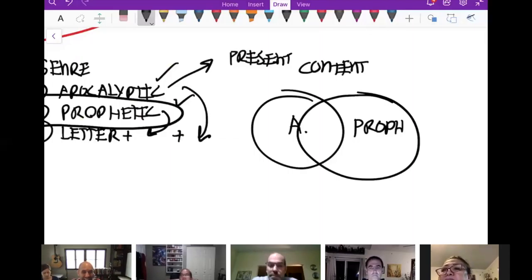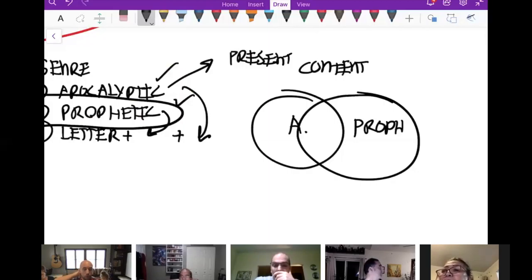Okay? Now the reason why you're going to see references to Revelation is that it is a foundation, or a reference point, for many Christian apocalyptic books post first century. Okay, so that's why there's overlap.